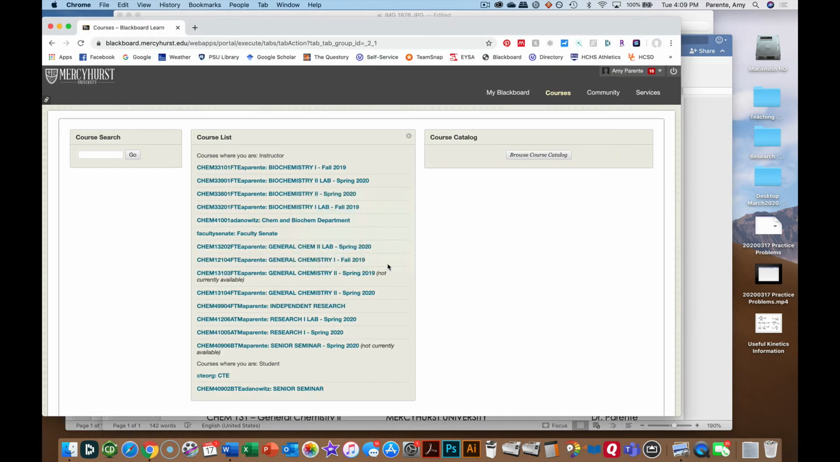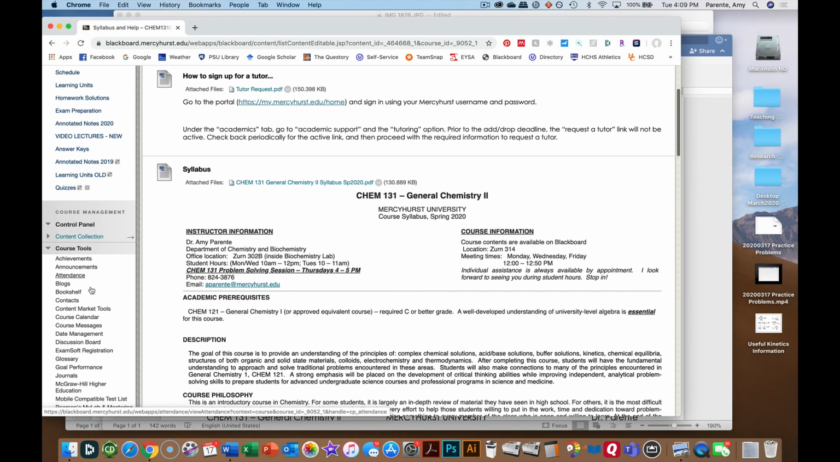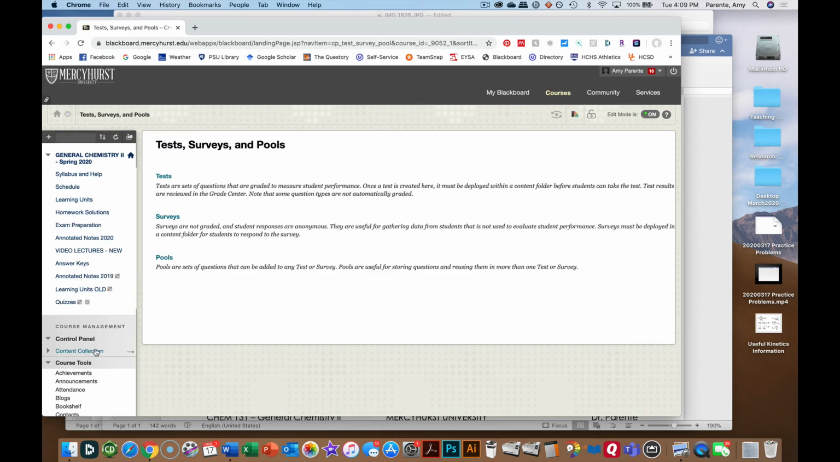Okay, so in Blackboard, I'm going to do this again in my general chemistry lecture course here. What we want to do is go down to course tools, and then we're going to go to tests, surveys, and pools. And I want to create a test pool. I want to create a bunch of these different questions.